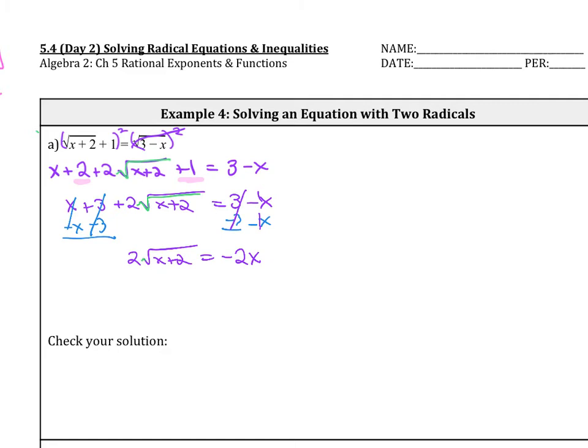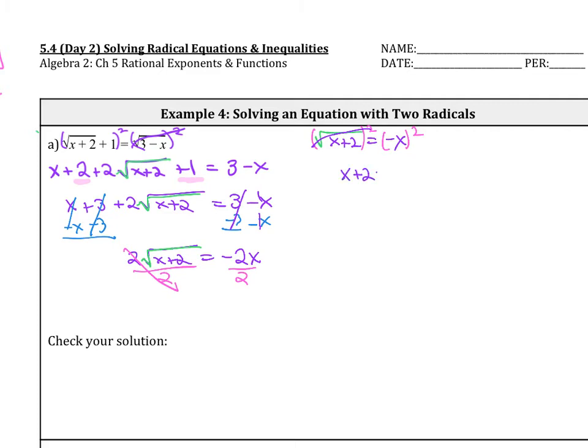So now again, we're trying to isolate this radical. So let's divide by 2. Now we have the square root of x plus 2 equals negative 2x over 2, which is negative x. Now this is starting to look like what we've done before. We have a radical isolated, and to get rid of it we're going to square both sides. And so that squared takes care of the square root.